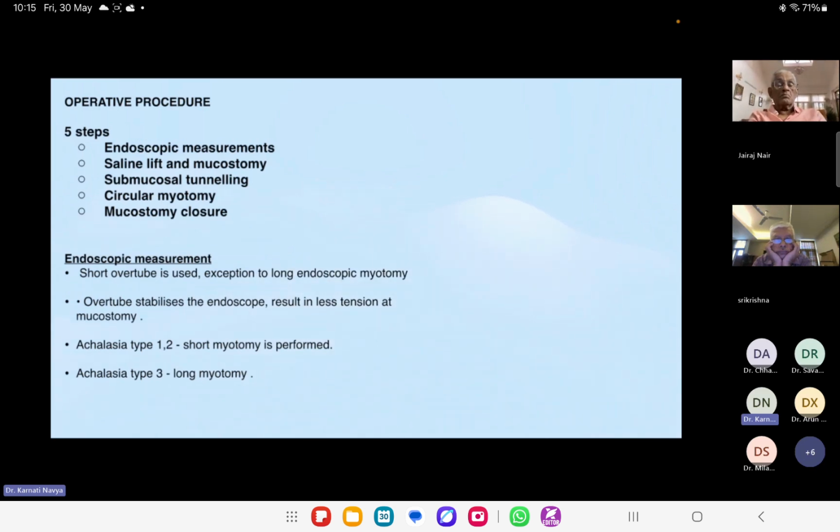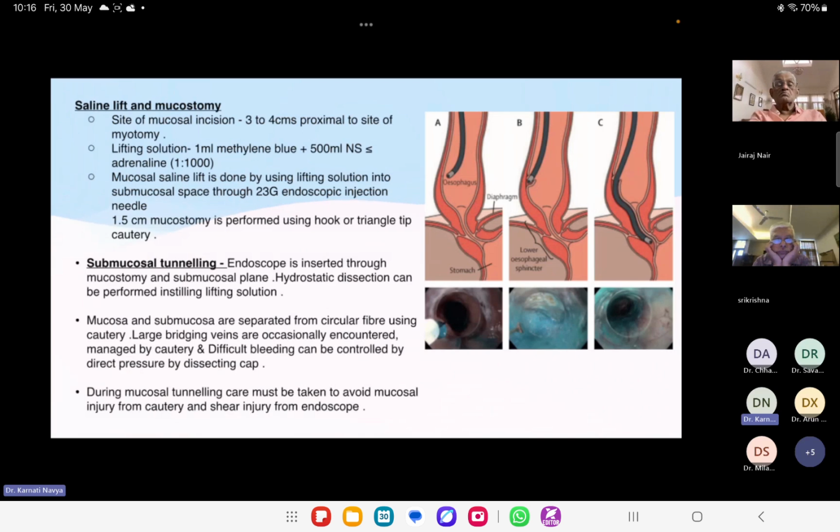This has 5 steps. One is the endoscopic measurements. In this, the short overtube is used, except when a long endoscopic myotomy is required, in which case the short overtube is not used. This stabilizes the endoscope and results in less tension in the mucosotomy. In case of type 1 and type 2 achalasia, a short myotomy is performed, whereas in case of type 3 achalasia, a long myotomy is performed.